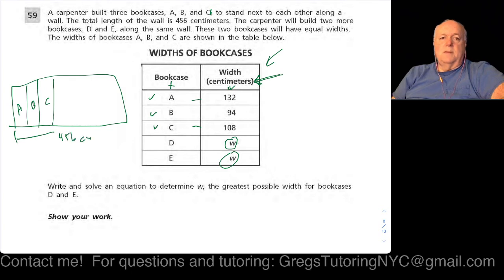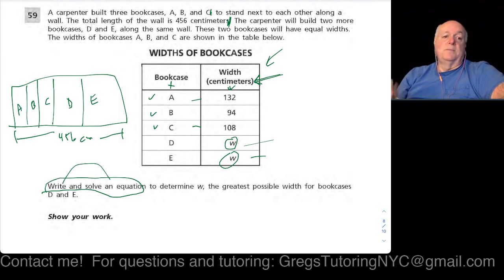Okay, so we're up to here right now. The carpenter will build 2 more bookcases, D and E. Again, this is not to scale, so I'm not saying they're necessarily larger than the others. The 2 bookcases will have equal widths. Okay, so that's where the W's come from before. And the width of bookcases A, B, and C are shown below. So write and solve an equation. So you cannot just give the answer. You must write and solve, and you must write an equation for starters. An equation must have an equal sign.